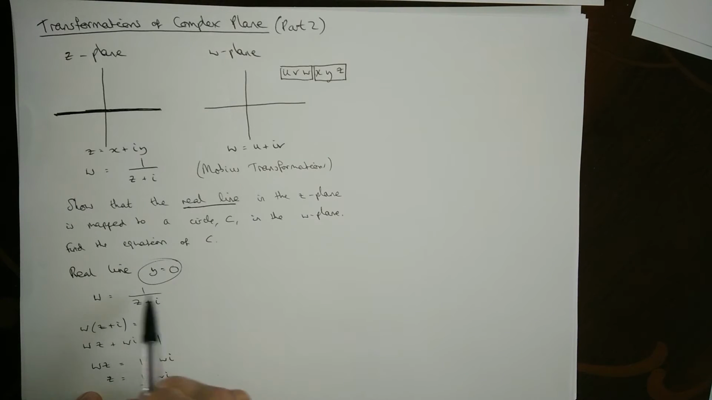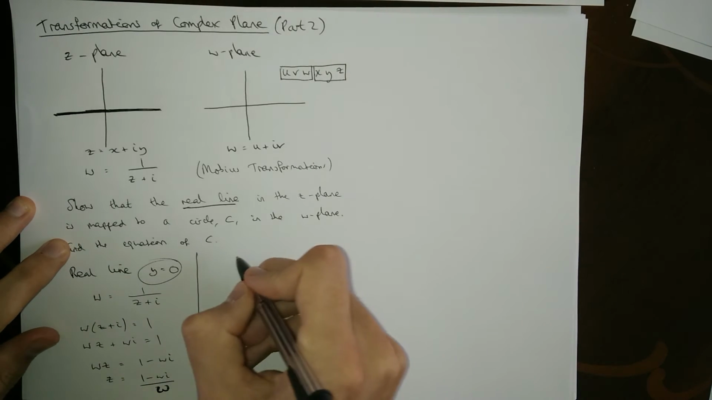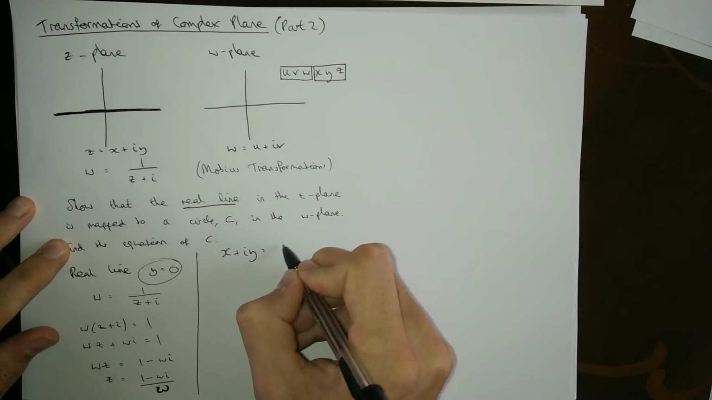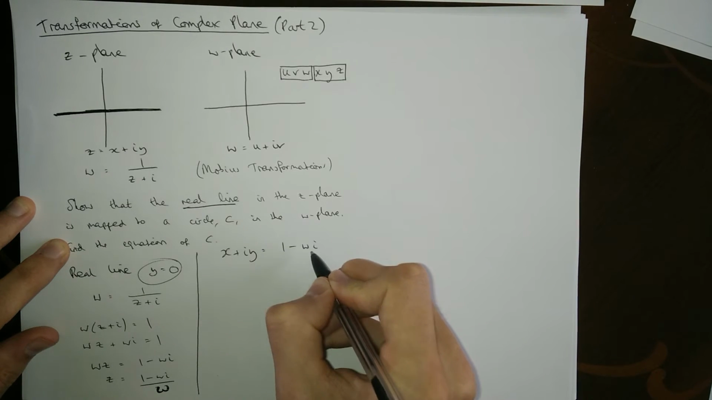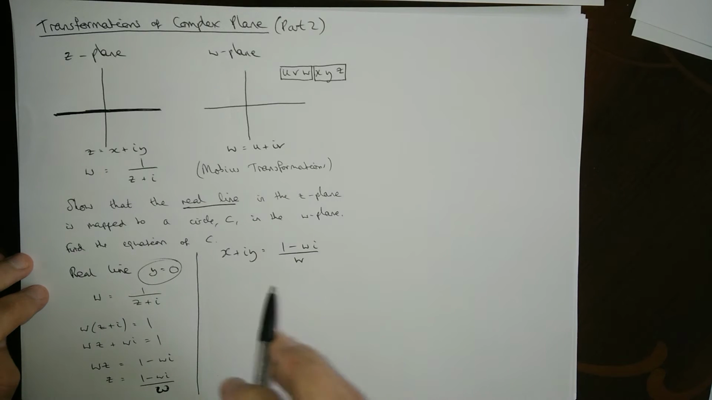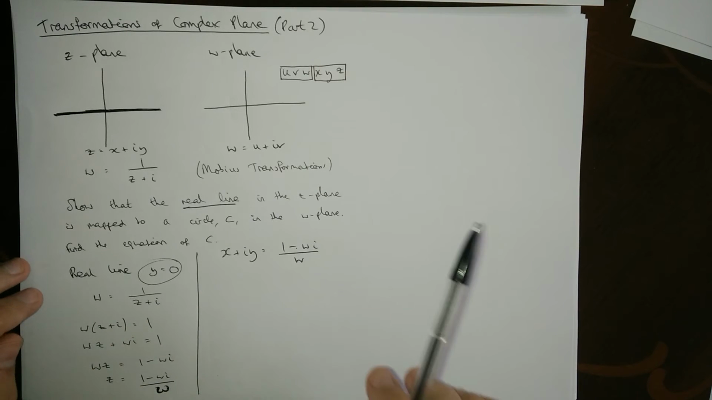This is always possible with Möbius transformations. You can always rearrange for z. Sometimes you've got to get the z's to one side and factorise the z out, but you'll always be able to get it in terms of z. Why is that helpful? Well, if we rewrite the z as x plus iy, and we can get this side as a real part and an imaginary part, we can say x equals and y equals, and then we can use the fact we know y is equal to 0.